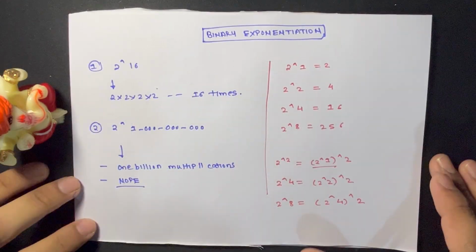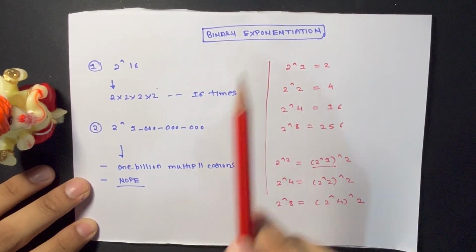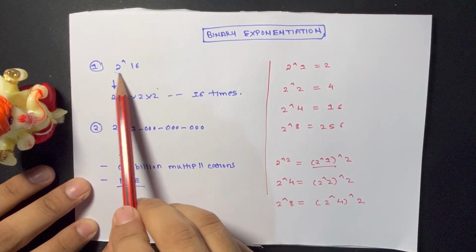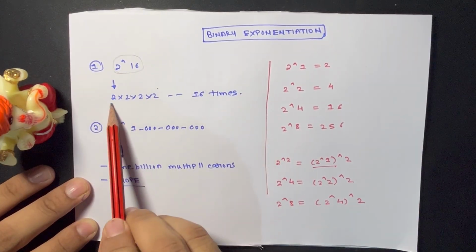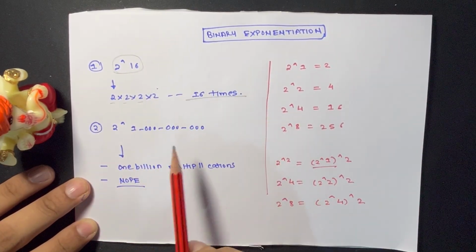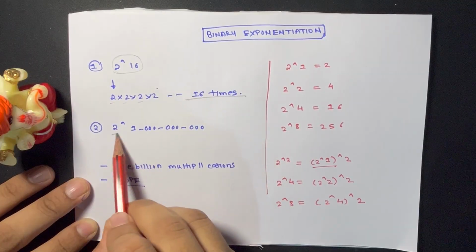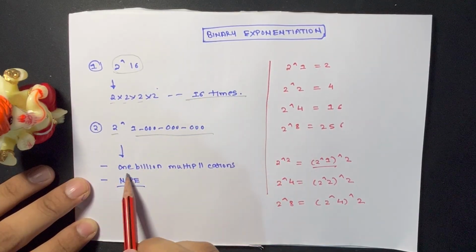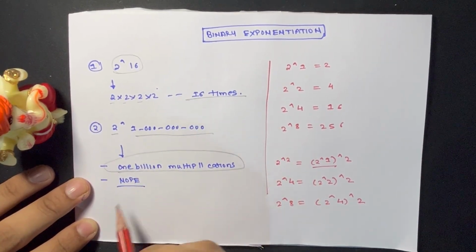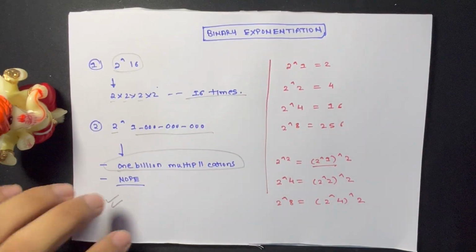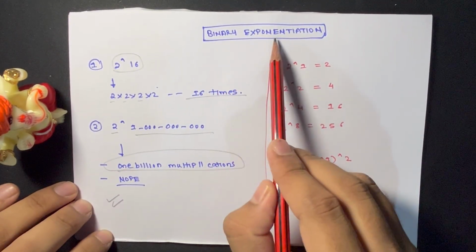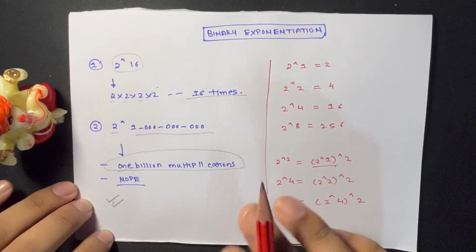Okay, let's go through this concept of binary exponentiation. So when you want to calculate 2 to the power 16, what you can do is 2 into 2 into 2 up till 16 times, right? But what if you are being asked to calculate 2 to the power a billion? Then you can't do 1 billion calculations, right? This is very bad. So there is this technique, binary exponentiation, which solves this problem in order of log n time.